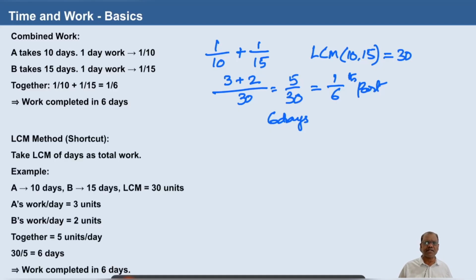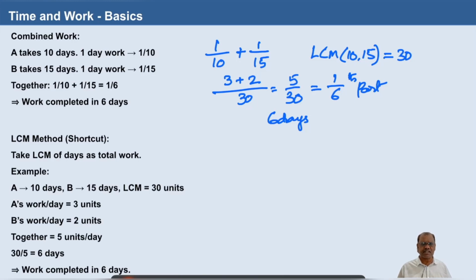We have one more method of finding the number of days when they are working together, that is the LCM method. Take the LCM of the days as total work. For example, A takes 10 days, B takes 15 days. So the LCM is 30. So the total work we have to assume as 30 units. A's total work is 30 units, so in 10 days he will do that work. So per day he will do 3 units. Similarly, B can do 2 units per day, that is 30 by 15.